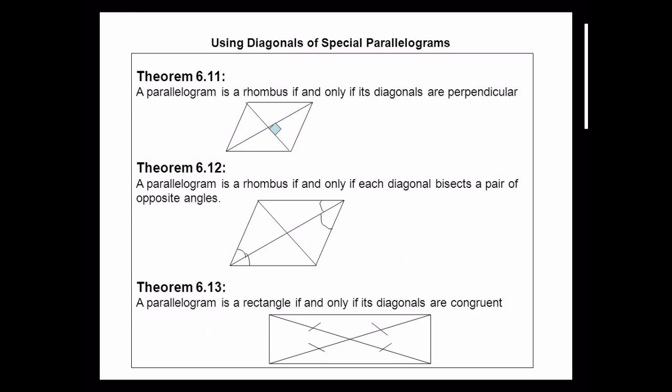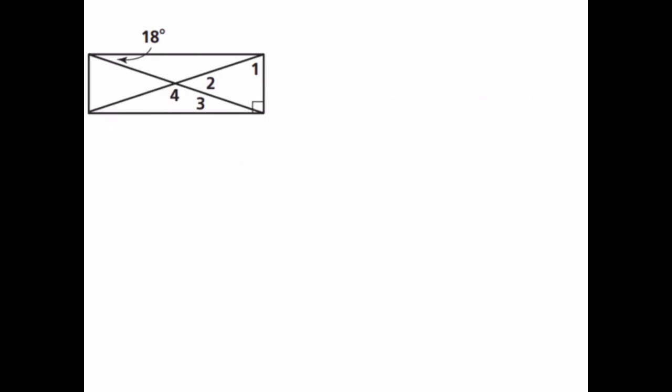but the converse says if a diagonal of a parallelogram bisects the two angles, then that parallelogram is a rhombus. It also says if the diagonals of a parallelogram are perpendicular, then that parallelogram is a rhombus. Or if the diagonals of a parallelogram are congruent, then that parallelogram is a rectangle. So let's do a couple of the problems from your practice.